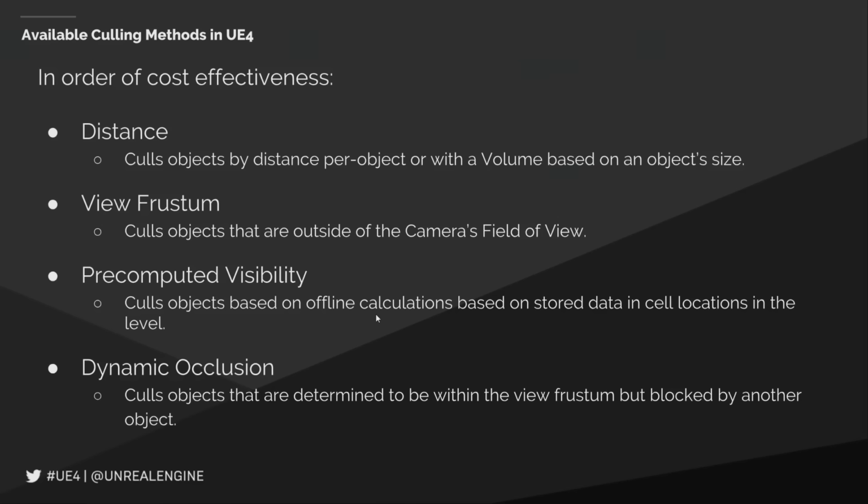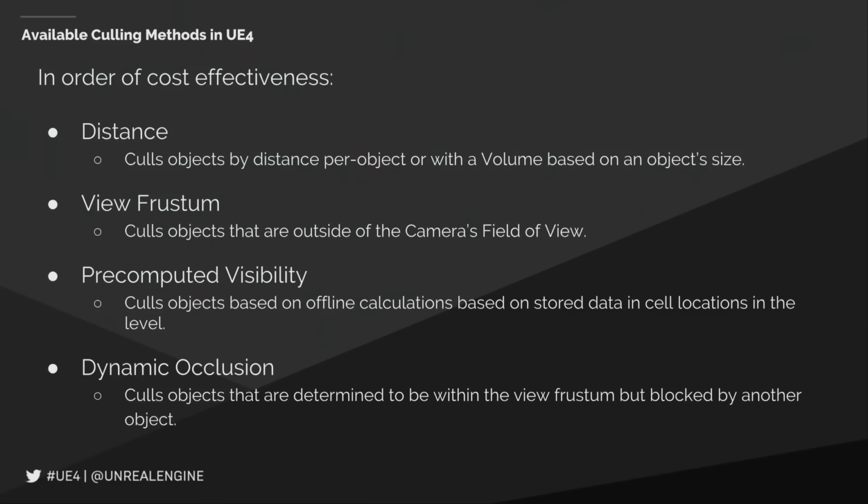So again, we have these four main areas of visibility and occlusion culling that we're going to focus on, and in order of cost effectiveness, we have distance. What distance does is cull any objects based on their distance from the camera, and you can do this on a per-object basis or with a volume, where you can set some distance values. So it's grabbing anything within that volume and anything within that size range as well.